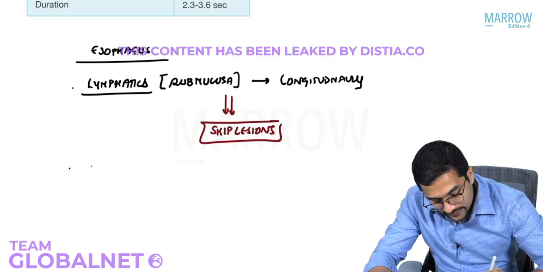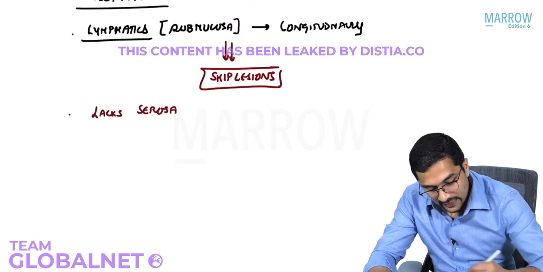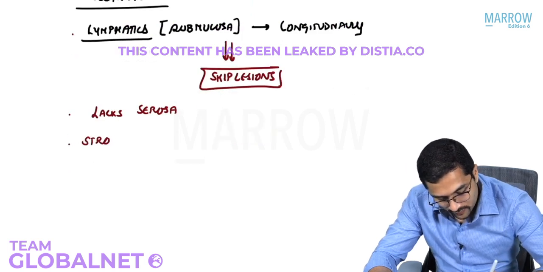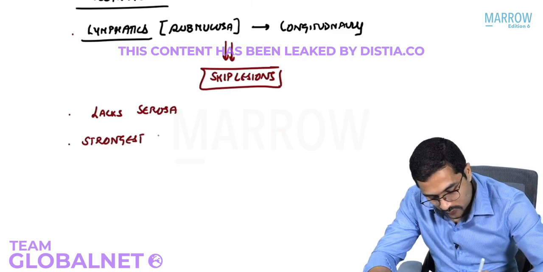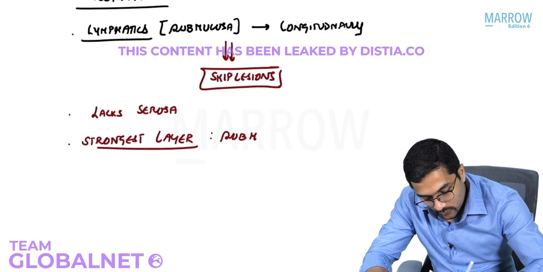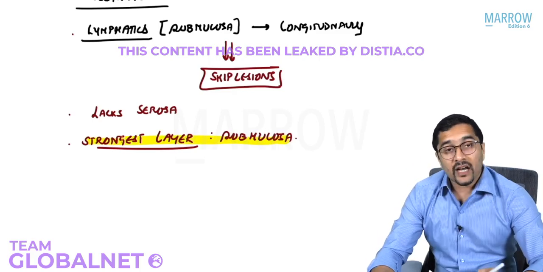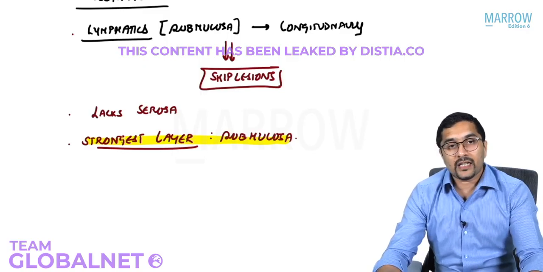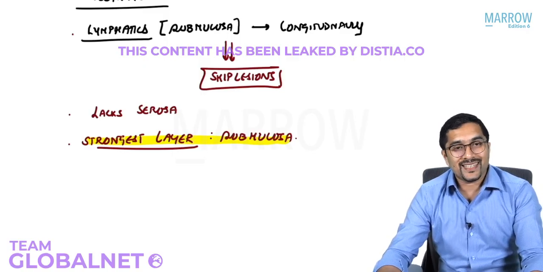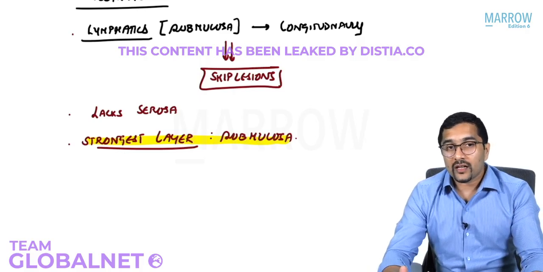Also, you need to know that the esophagus lacks serosa. The outermost covering, the serosa, is not there in the esophagus. And the strongest layer of the esophagus is the submucosa. You know this question has been asked in bowel anastomosis as well, where they've asked what the strongest layer in bowel anastomosis is. There also the answer is submucosa. This I've covered in the suturing module.